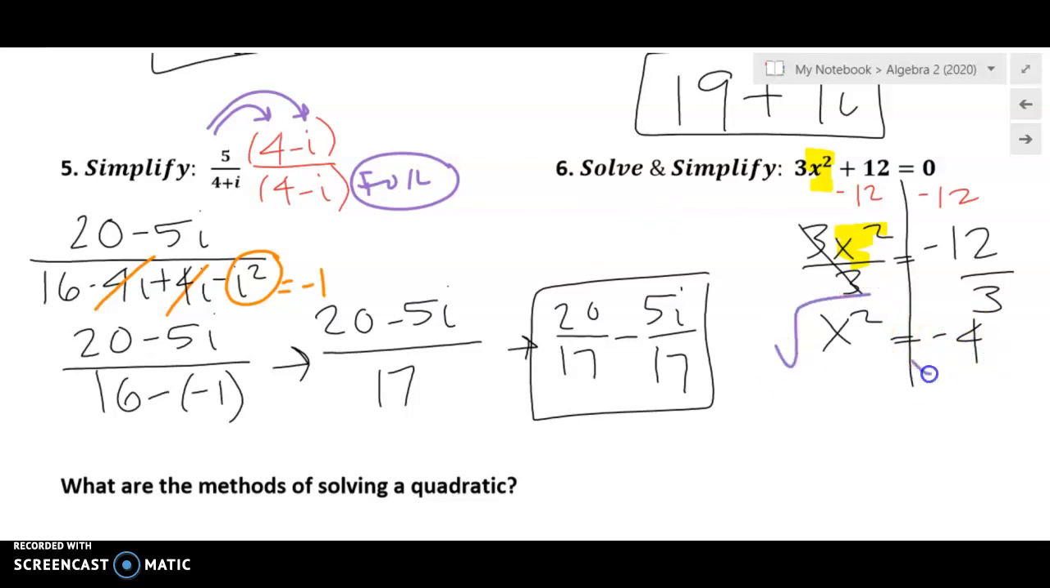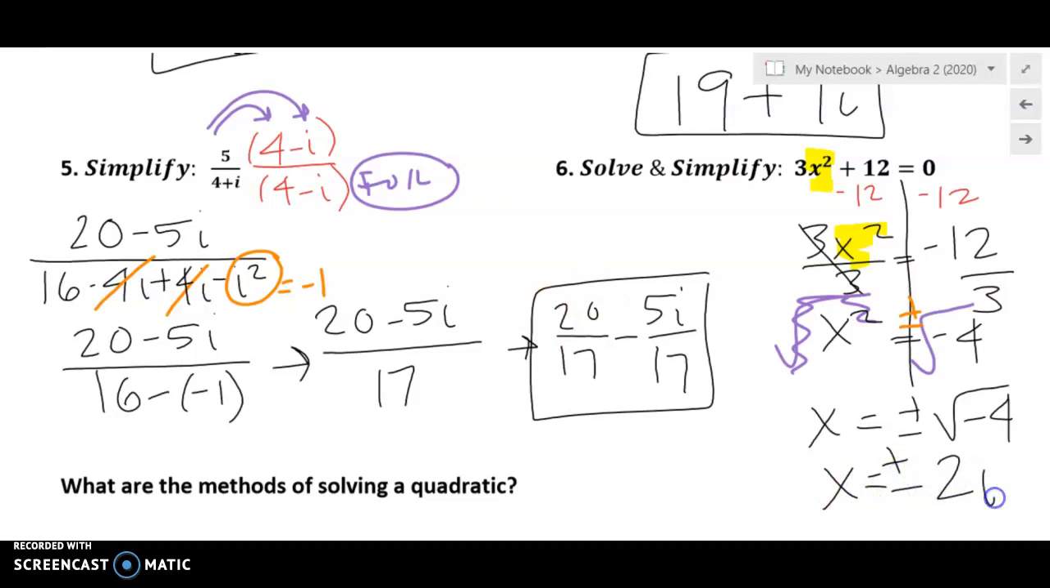Now you want to square root both sides. That'll get rid of that little 2. And when you square root both sides, you can put in your plus or minus symbol. So when I clean this up, I have x equals plus or minus square root of negative 4. Okay, I'm going to do this quickly. The square root of 4 is a perfect square. The square root of 4 is 2. It has a negative in there, so my answer is going to have an i in it. So my answer is plus or minus 2i.